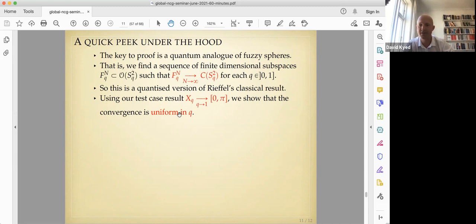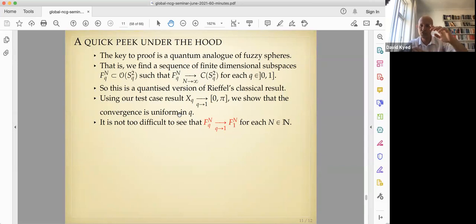And then the last ingredient in the proof is to do things the other way around, so you now fix the linear dimension of your quantized fuzzy sphere, and then you let the deformation parameter Q vary instead. And it's not too difficult to see that these Q-deformed fuzzy spheres will converge, as Q tends to 1, to the corresponding fuzzy sphere at Q equals 1. And now the game is over due to the triangle inequality.